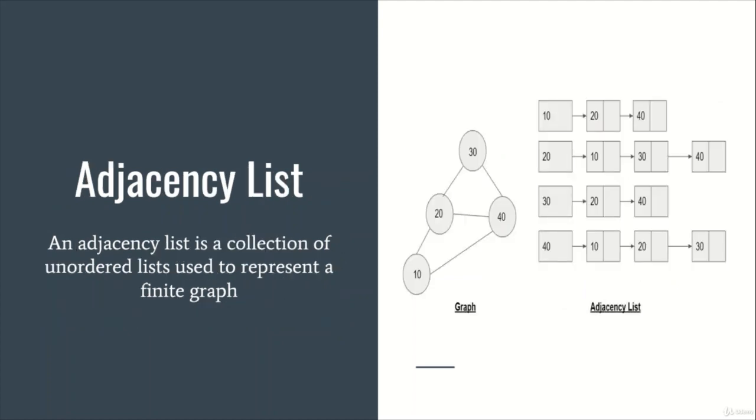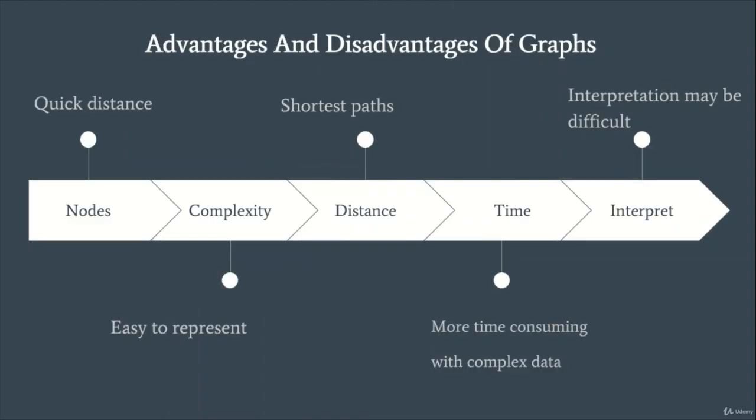Adjacency list. An adjacency list is a collection of unordered lists used to represent a finite graph. To create an adjacency list, an array of lists is used. The size of the array is equal to the number of nodes. There are wide ranges of advantages and disadvantages of graph.